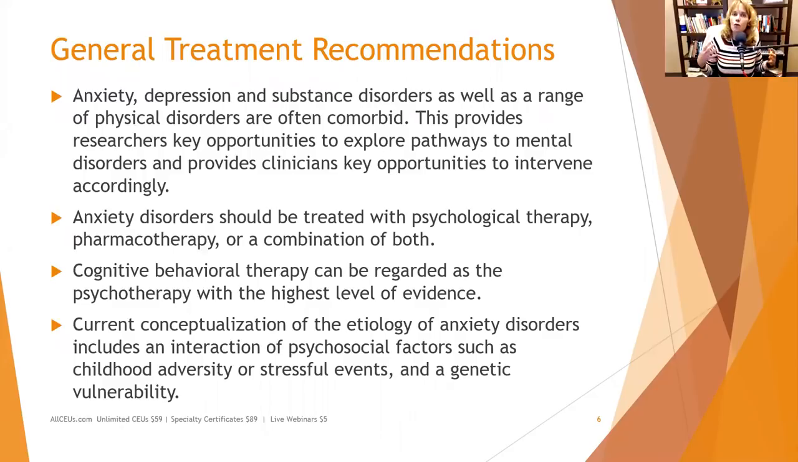So we need to look at the person as a whole and go, what are all the things that are contributing to the anxiety? And what are all the things that the anxiety is contributing to? So we start having this big list of stuff that needs to be addressed. And then we can start figuring out, okay, where do we start? So knowing that these things are comorbid helps researchers explore pathways to mental disorders, so they can start figuring out, what little string can we pull to unravel this blanket of anxiety so it doesn't suffocate somebody. And for us as clinicians, it provides us key opportunities to intervene.